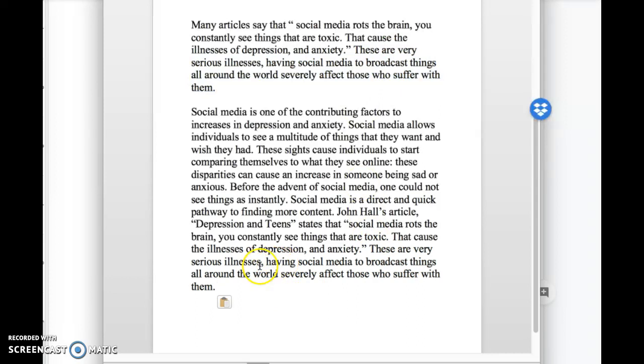These are very serious illnesses. Having social media to broadcast things all around the world severely affect those who suffer with these illnesses and create a lot more opportunity for people to be susceptible to such illness. This is a better way. So, pause the video and look at what I did in like 10 seconds. This is essentially what you did, just retweaking some of your things and looking at how you can incorporate a specific article with the quote where you build everything up. Here's this, and then here's this.